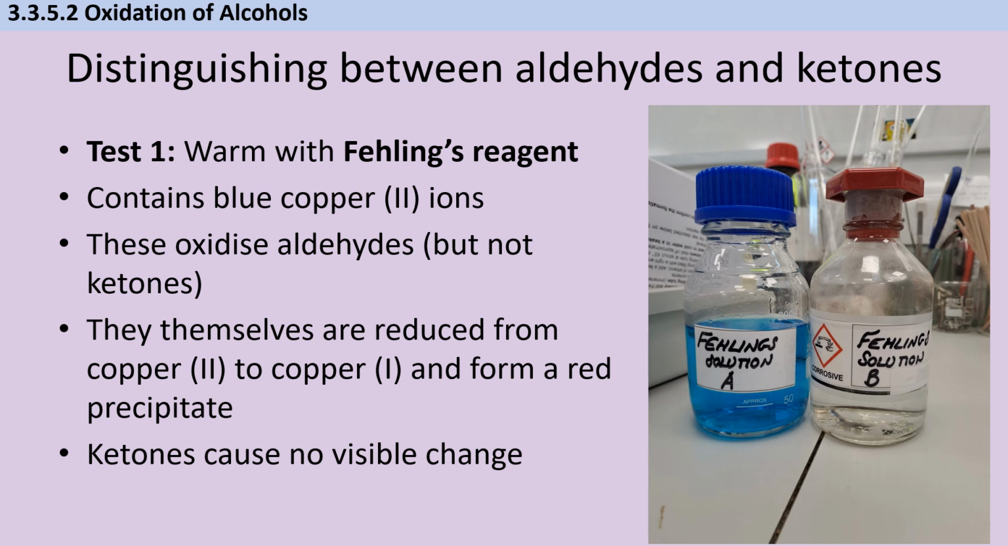And in the process of that aldehyde being oxidised, the copper 2 plus ions in the Fehling solution will be reduced, and they're reduced from copper 2 plus, which is blue, to copper 1 plus, and they form a red precipitate. So if you've got an aldehyde, then you get a red precipitate, and if you've got a ketone, there's no change and you still have a blue solution.